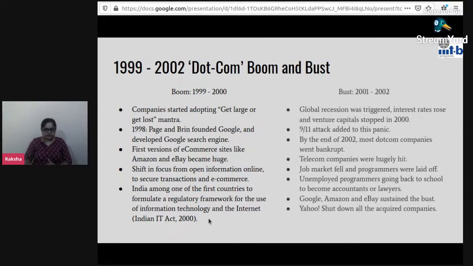And from 2001 to 2002 came the great bust, right? There was a global recession, and interest rates rose, and venture capital stopped, and the 9/11 attack added to all of this bust. And by the end of 2002, in just a span of 4 years, most of the dot-com companies went bankrupt, especially telecom companies, because they had invested a lot in having telecommunication across the world.